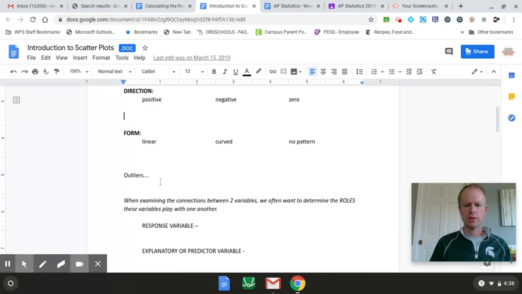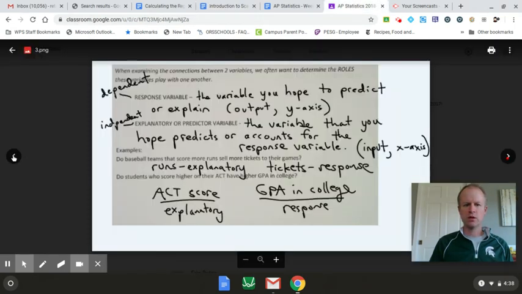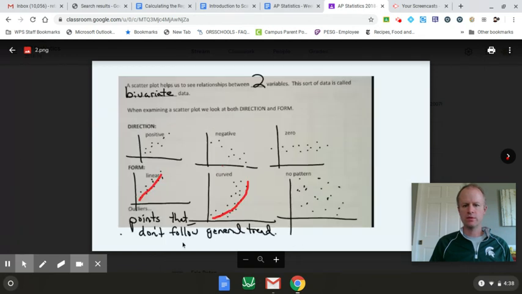Oh, there's one other part there, outliers. Outliers are those points that generally don't follow the trend. So for instance, in this negative one up here, if I were to have a point way over there, that would be an outlier. And you've already learned about outliers in univariate data sets, so you're familiar with that concept. Next up, let's go to the next page.